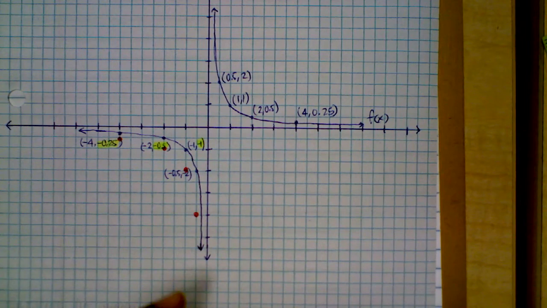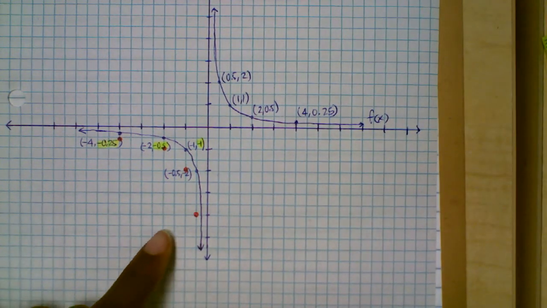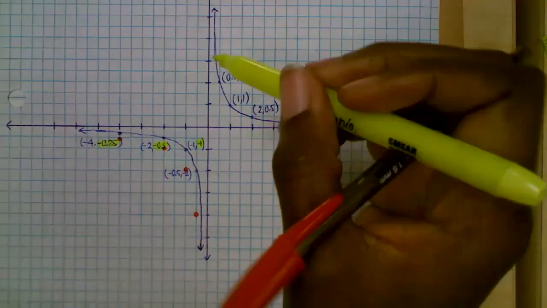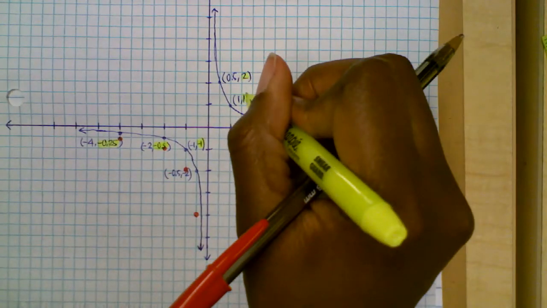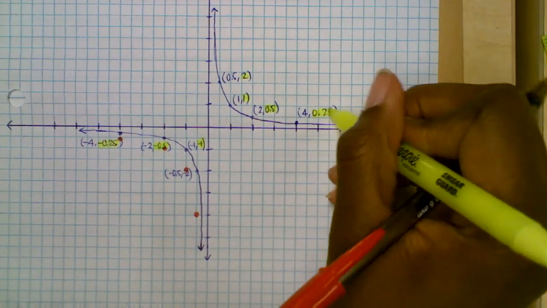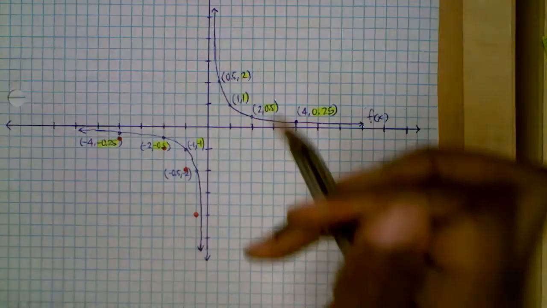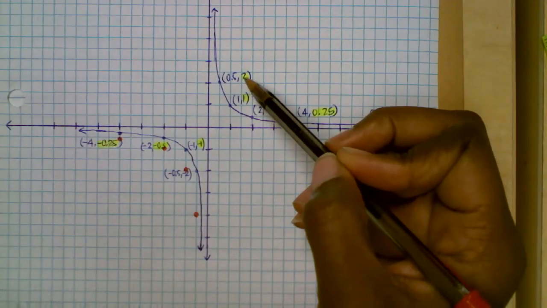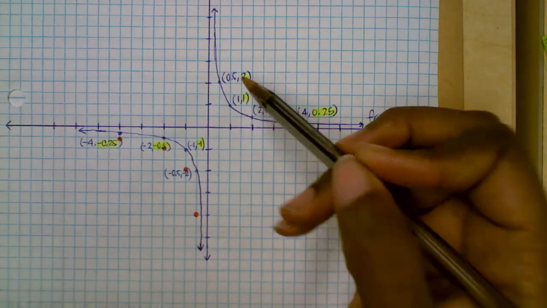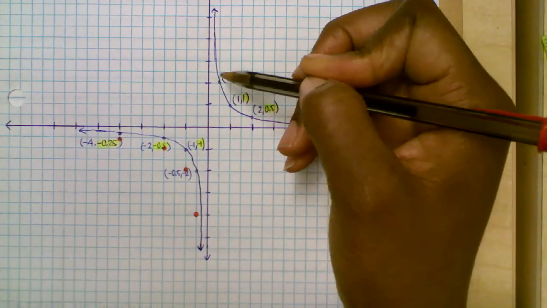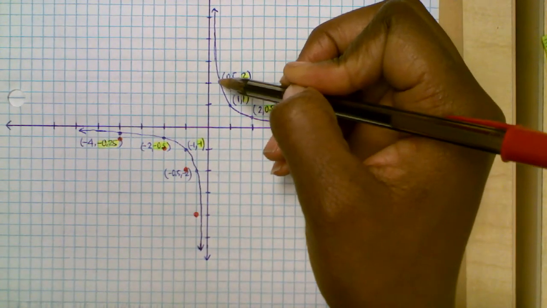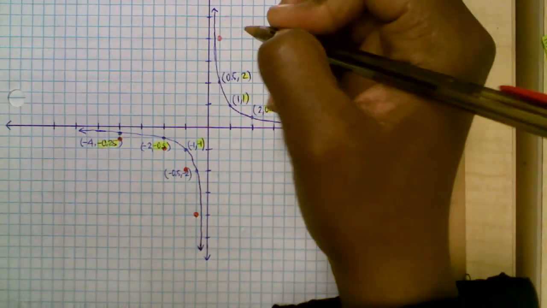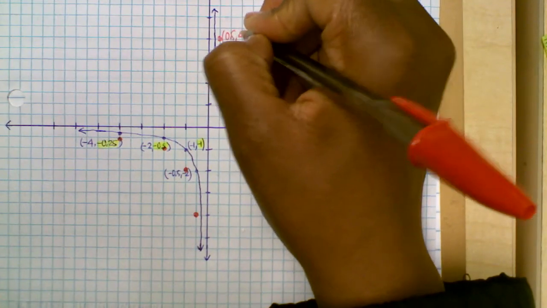Okay, so then you're going to do the same thing: multiply each y value from each ordered pair by 2, because you have a vertical stretch. So it's affecting the parent function vertically, not horizontally. You take the 2, multiply it by 2, and you get 4. So the new ordered pair is going to be 0.5, 4, which is right here.